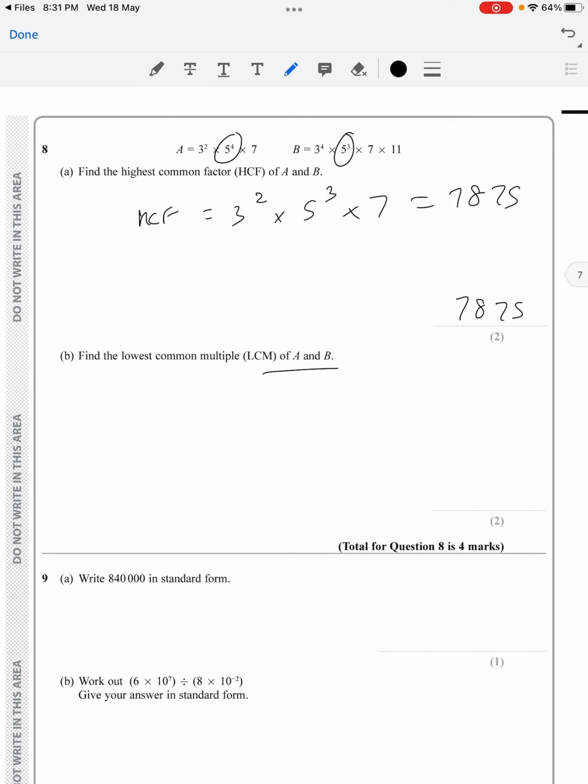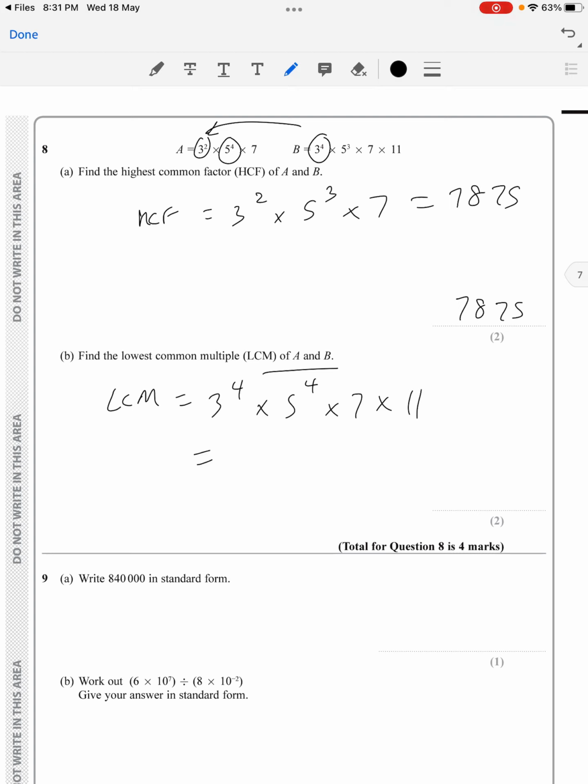For the lowest common multiple, you take the highest amount of each value. So the LCM should be about, since 3 to the power of 4 is greater than 3 squared, we have 3 to the power of 4. Since 5 to the power of 4 is greater than 5 cubed, you have that as well. 7 by 11, just add.